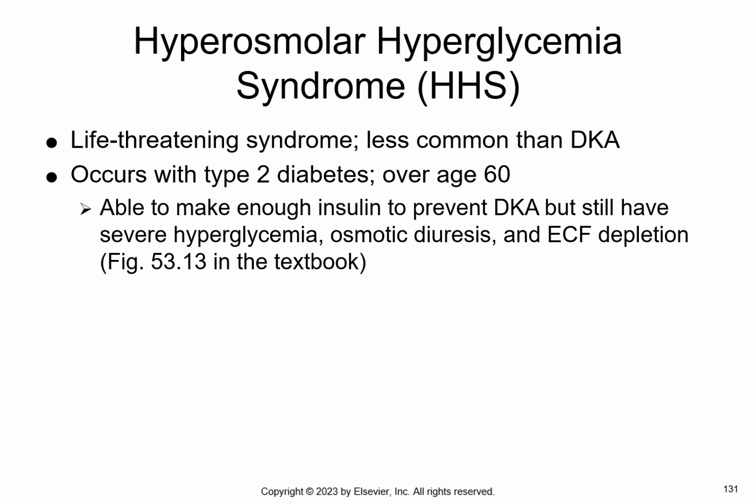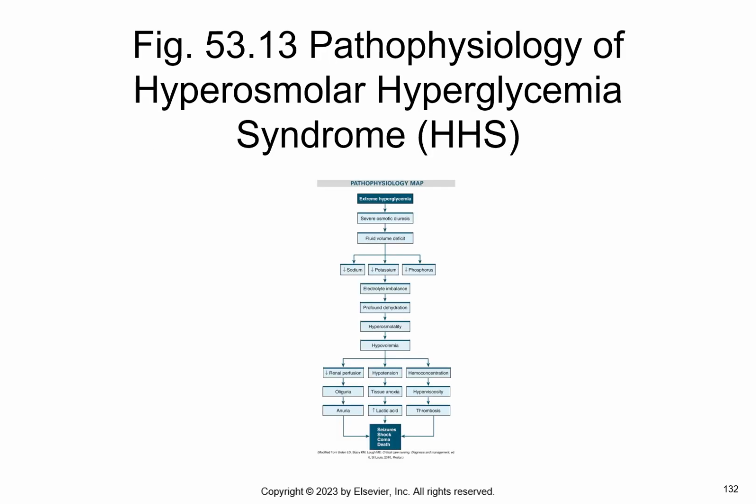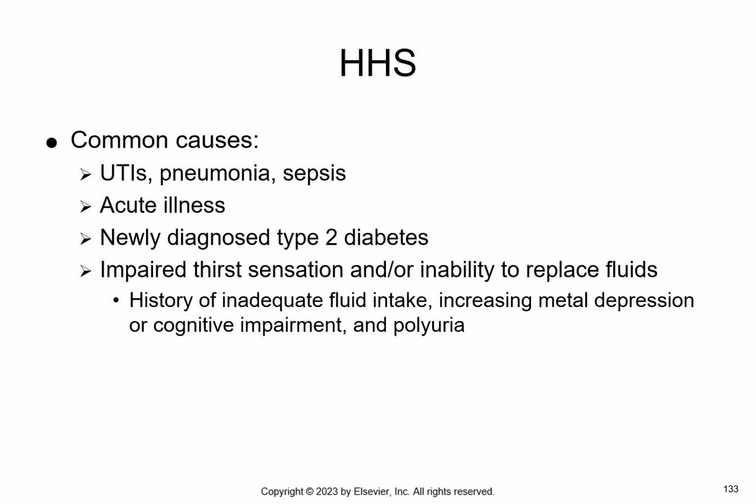Common causes. You have a graph to look at on page 132 to help you understand the physiology. Common causes include UTIs, pneumonia, sepsis, acute illness, and newly diagnosed type 2 diabetes. HHS is often related to impaired thirst sensation and or functional inability to replace fluid. There's a history of inadequate fluid intake, increasing mental depression or impaired cognition, and polyuria.